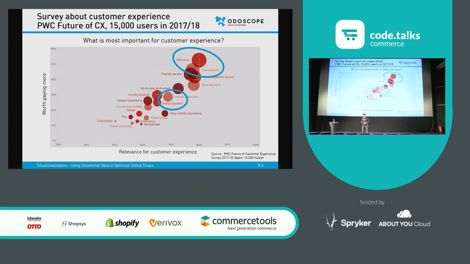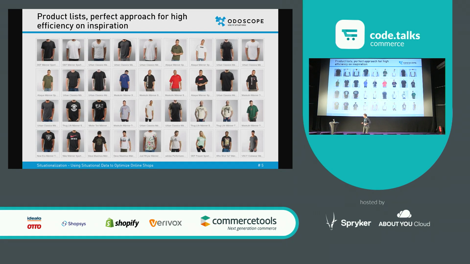But when it comes to inspiration, if you don't know exactly what you want and you need to search for something, like you want to buy a new t-shirt, for example, then you get lost in Amazon. And here we want to have better efficiency and convenience when it comes to inspiration. This is what we call the discovery phase. And the perfect place for discovery and inspiration is the product lists.